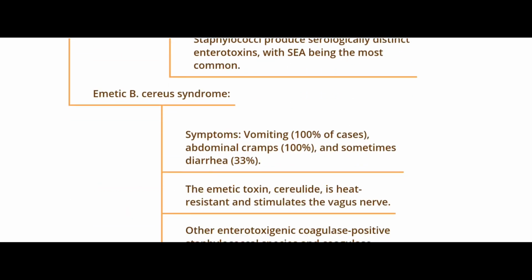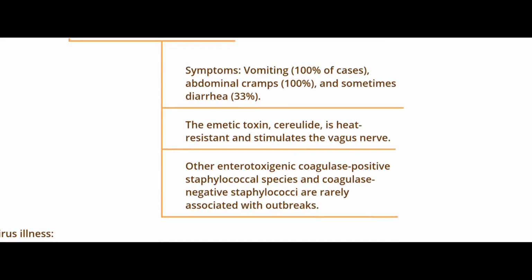The same goes for Bacillus cereus, where we have 100% of cases having vomiting and abdominal cramps, but only 33% of them will have diarrhea. The emetic toxin is heat resistant and it stimulates the vagus nerve. Other enterotoxigenic coagulase positive staphylococcal species and coagulase negative staphylococci are rarely associated with outbreaks.